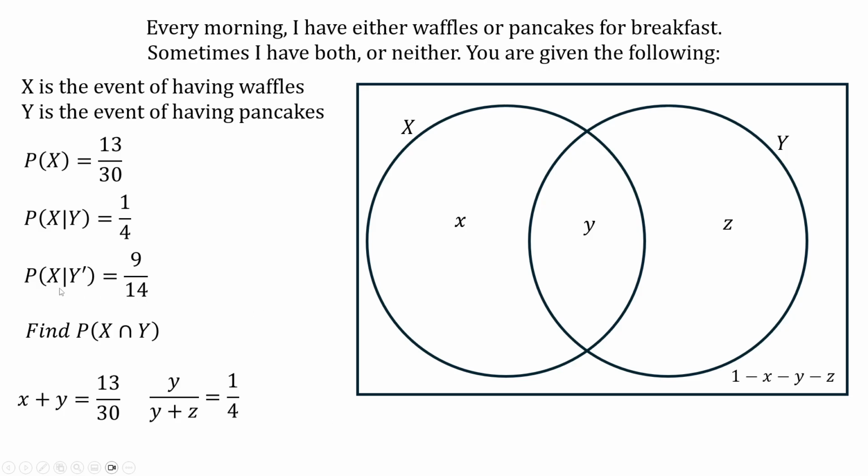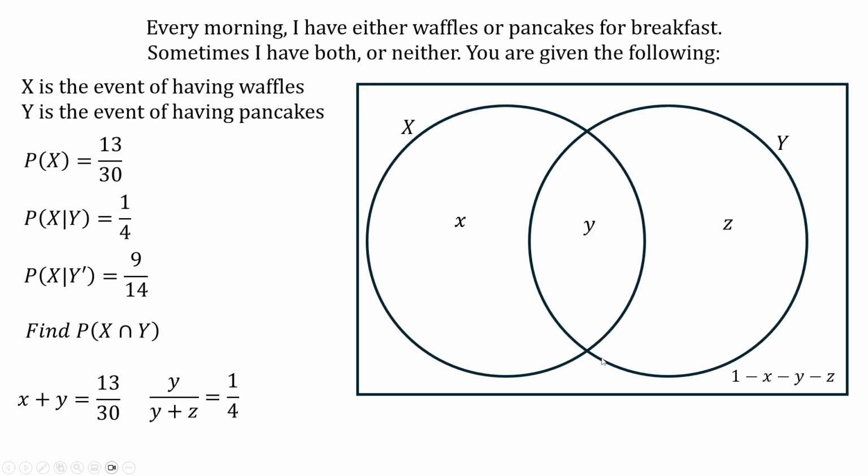Okay, and then the probability of x given not y. Okay, well that's the probability of x and not y over the probability of not y. Well, what's the probability of x and not y? That's just going to be this region here. Like I said, just make sure you know your Venn diagram stuff. So that's x divided by the probability of not y.